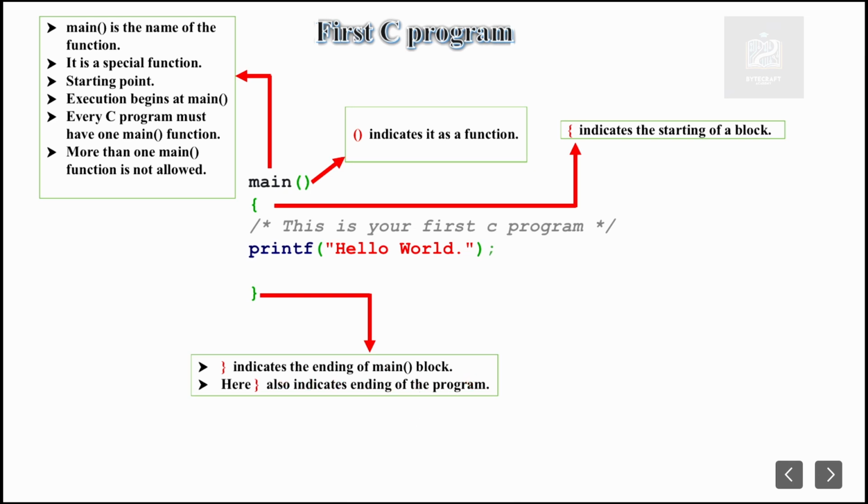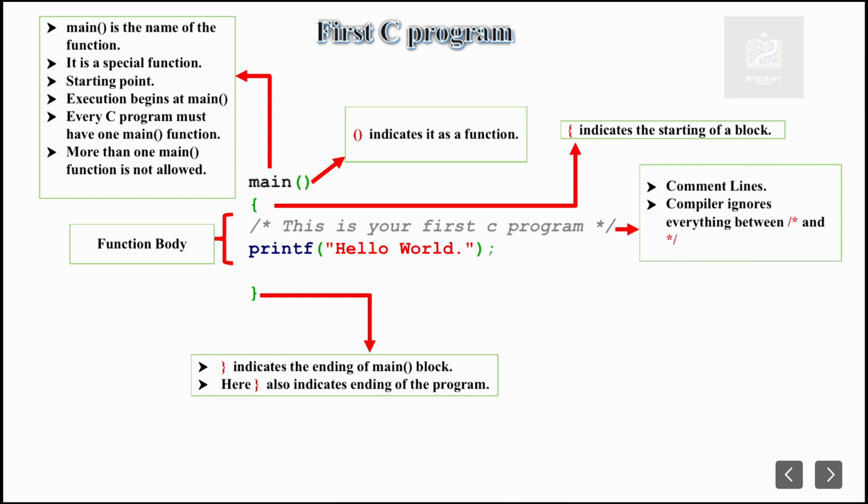Now, because the main function is the only function, and within it all other things usually reside, when the main closes, the function usually ends. This is the function body. So when the function body ends here, the main function ends here, and this closing brace also indicates the end of the program. Here, as you can see, this is your first C program.